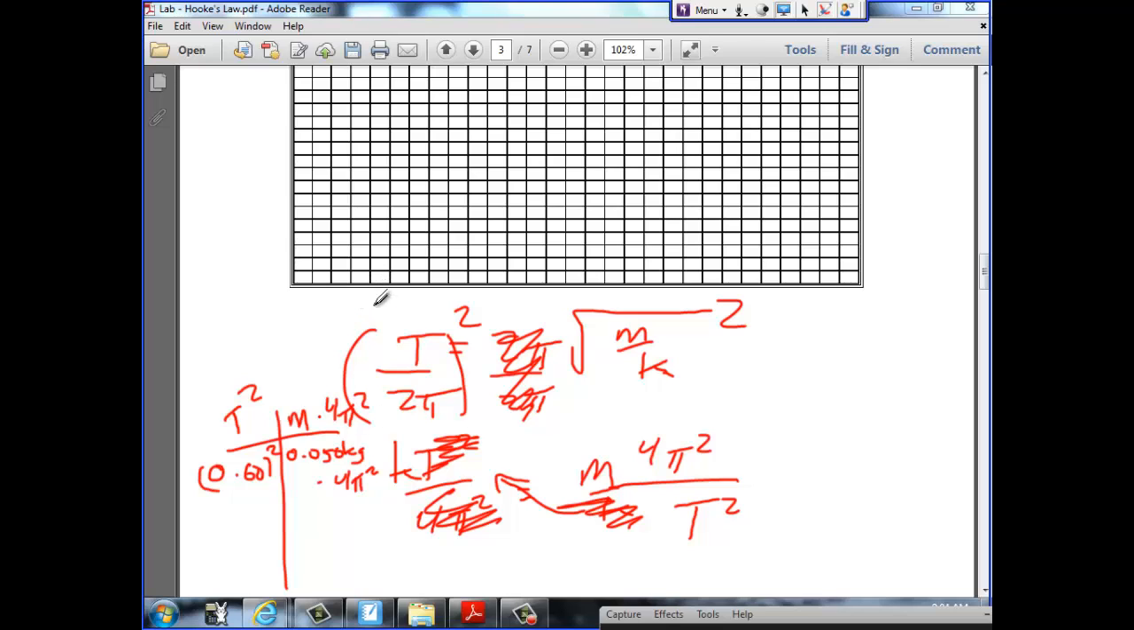Okay. And then plot one of them on the x-axis, one on the y-axis. And again, you should get hopefully a nice linear graph. Does that make sense? It'll be seconds squared. Yeah, you're going to have seconds squared, and then mass is going to be kilograms.